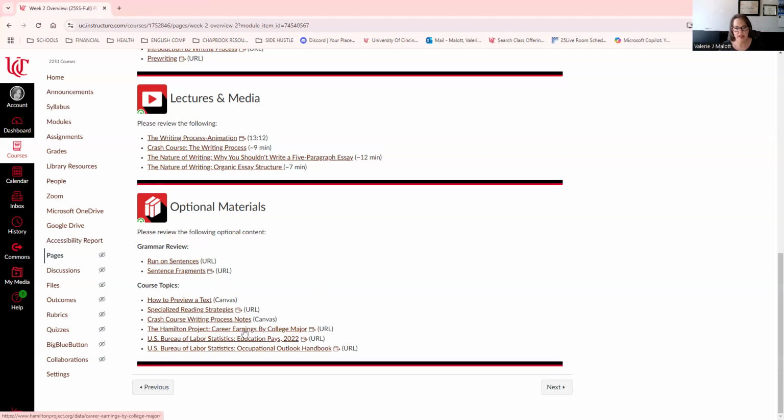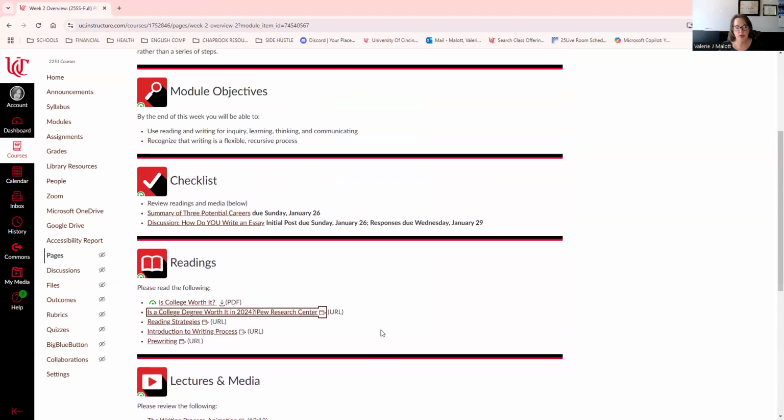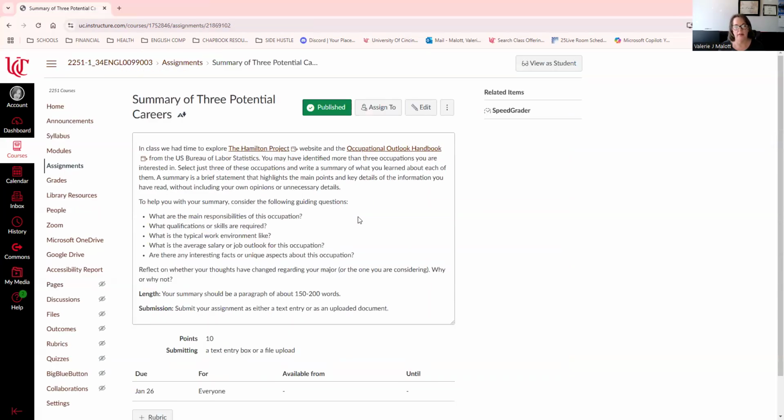And then these 2 things here, the Hamilton Project and the Occupational Outlook Handbook, these 2 links are actually related to the summary of 3 potential careers assignment that I am asking you to do for this week. So let's take a look at the summary of 3 potential careers. The reason I have those 2 links listed in optional is because I actually have them linked here. I am assuming that you will take a look at both of these so they can help you to identify occupations that you might be interested in.